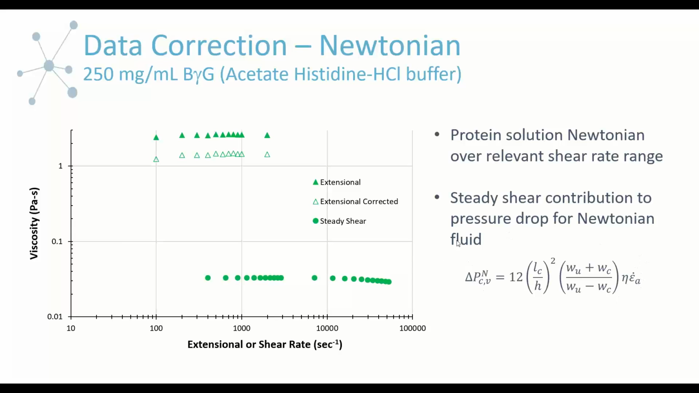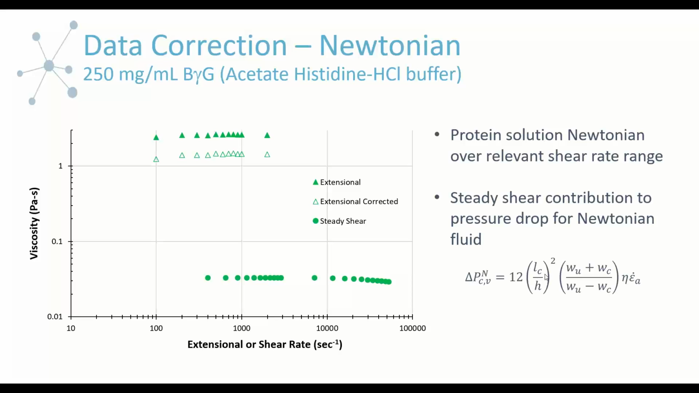And again, this is something that you could easily implement in Excel because, as we mentioned in the seminar last month, our software doesn't know ahead of time what your sample behavior is, and so it's unable to apply these corrections. So these have to be done after the fact with the additional knowledge that you would have on the steady shear properties.